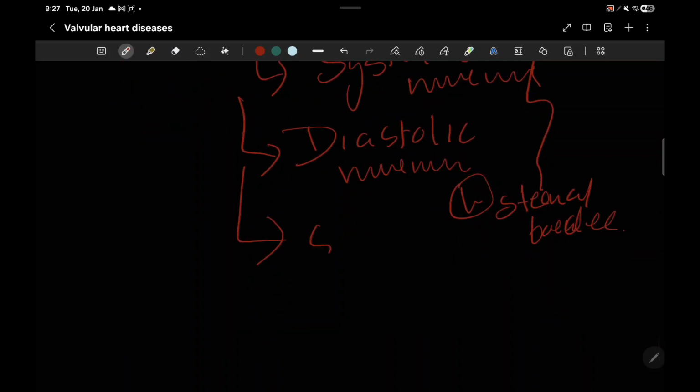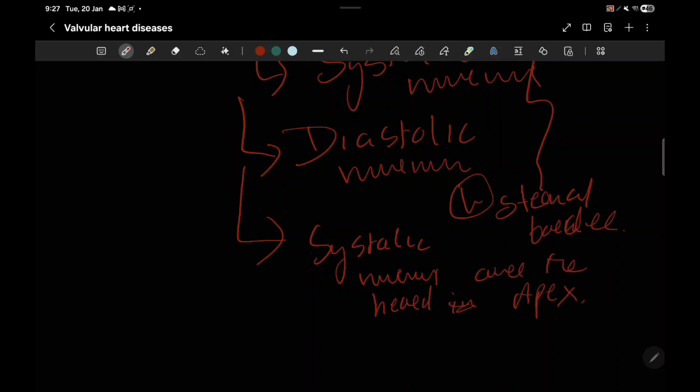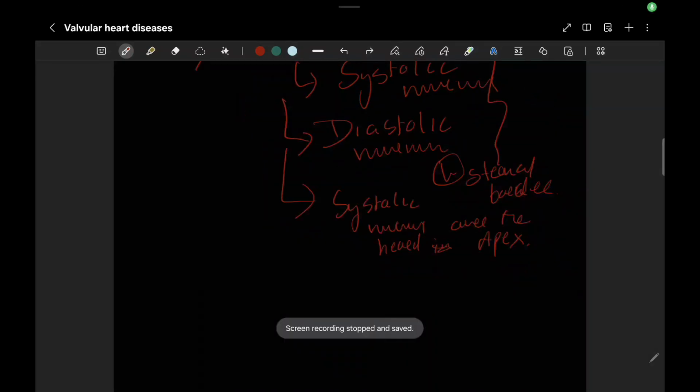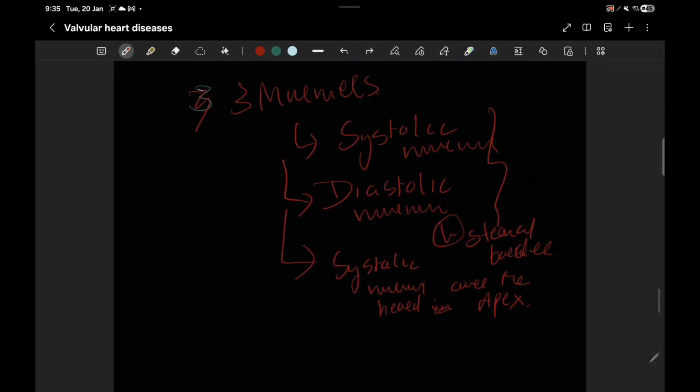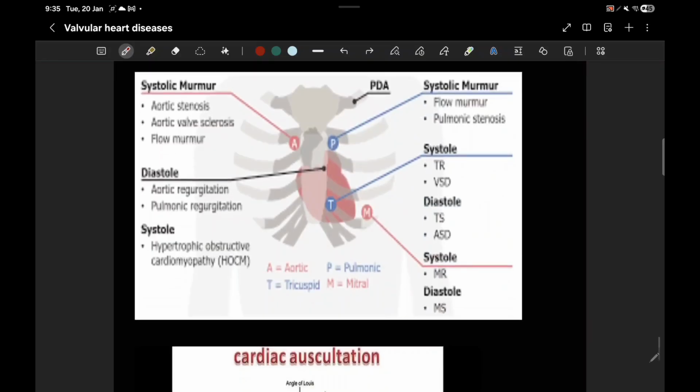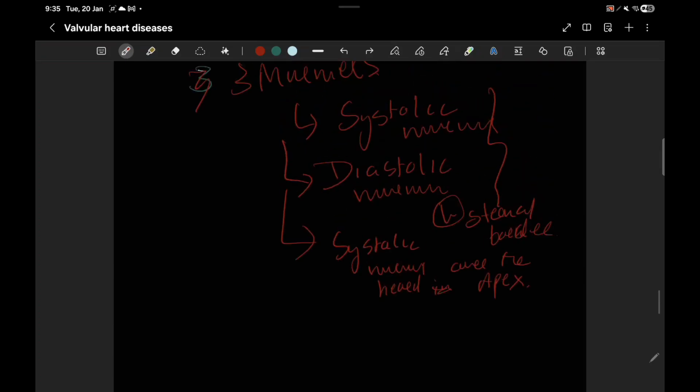And there's also a systolic murmur heard over the apex. Okay, so guys, I will show you the auscultatory points where we can hear the murmurs. We were discussing aortic regurgitation. There are three murmurs heard, and we can hear them where we can hear the aortic regurgitation. That is basically blood flowing back from the aorta to the ventricle.